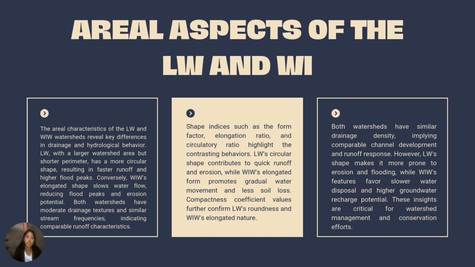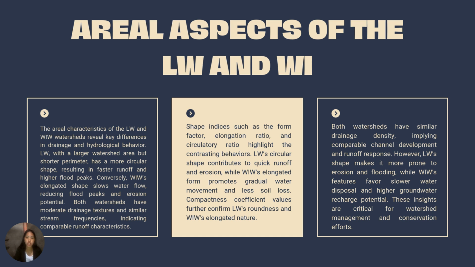Shape indices such as the form factor, elongation ratio, and circularity ratio highlight the contrasting behaviors. The first one, the Loboc watershed, has a circular shape that contributes to quick runoff and erosion, while the WIW's elongated form promotes gradual water movement and less soil loss. Compactness coefficient values further confirm LW's roundness and WIW's elongated nature. Both watersheds have similar drainage density, implying comparable channel development and runoff response.